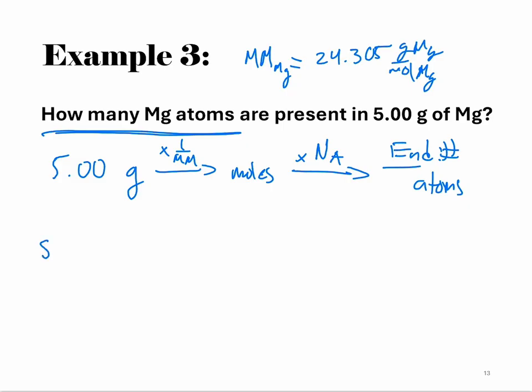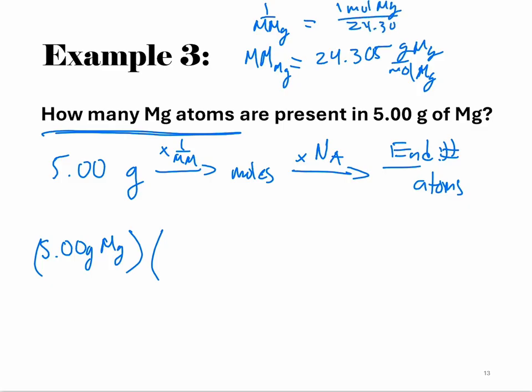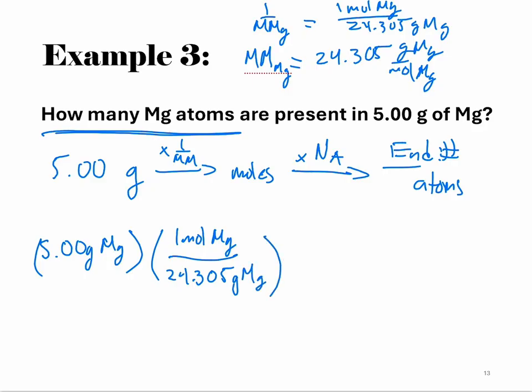And so we start with 5.0 grams of magnesium. And then how do we use the molar mass? We divide by it, right? Which is 1 over the molar mass of magnesium. Another way we write that is 1 mole magnesium per 24.305 grams of magnesium. So what happens to our grams?